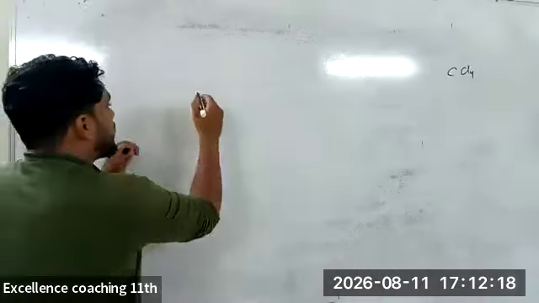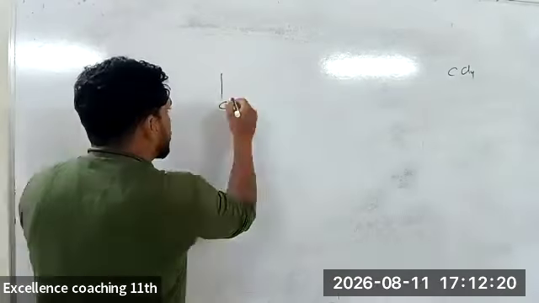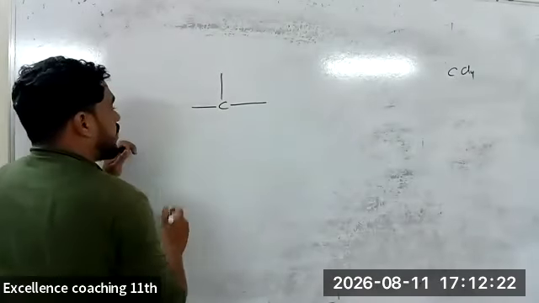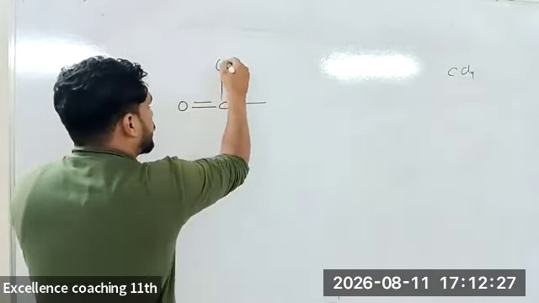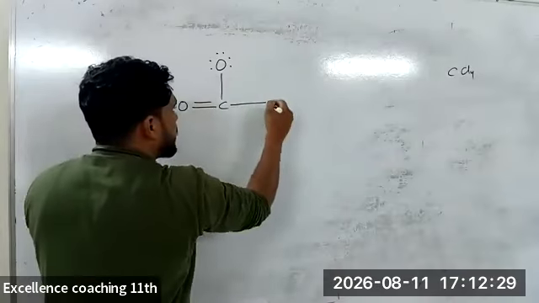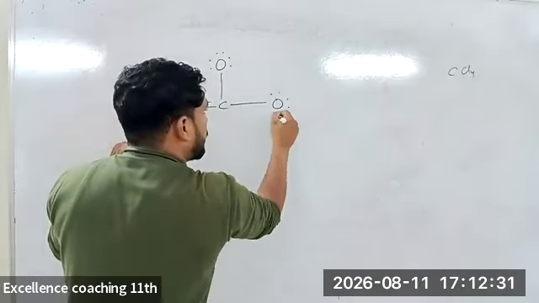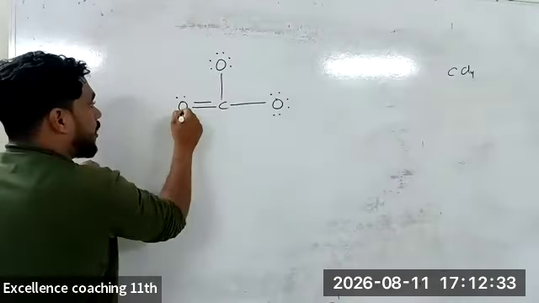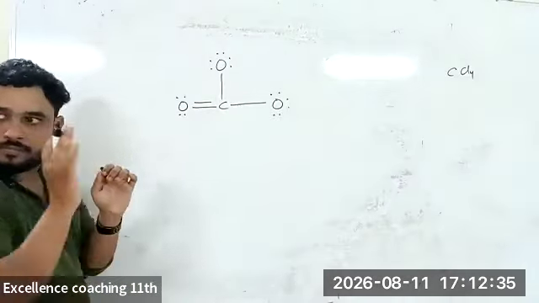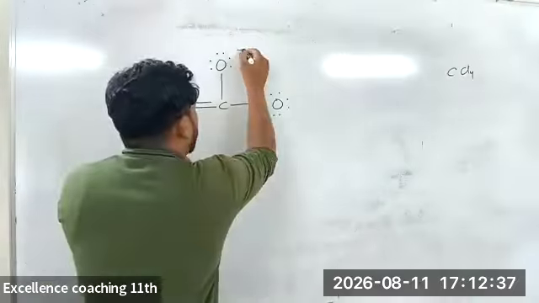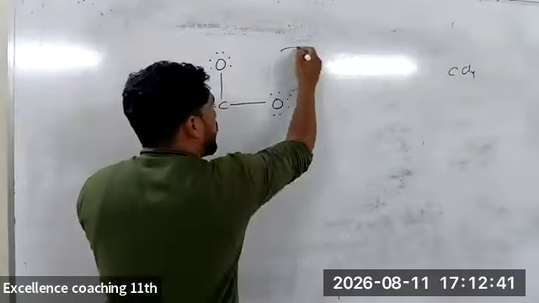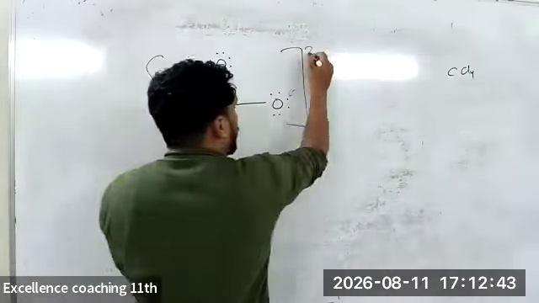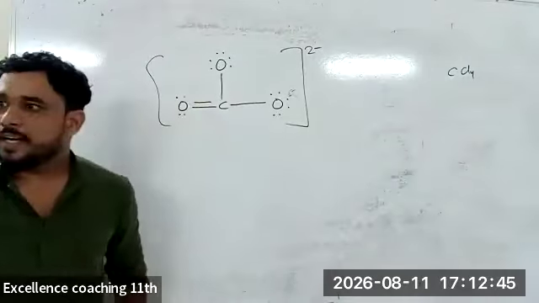So for example, tell me one structure of CO3 2 minus. 1 2 3 4 5 6, 1 2 3 4 5 6, 1 2. Correct, sorry, it was like this. And I told you one minus sign here, and I told you to put a full bracket and put 2 minus, CO3 2 minus.